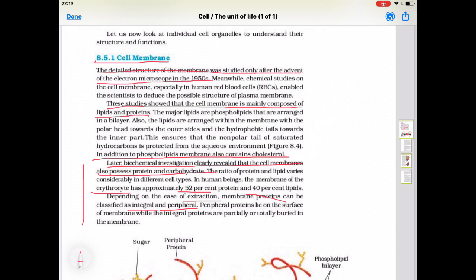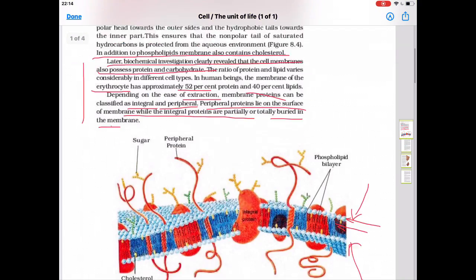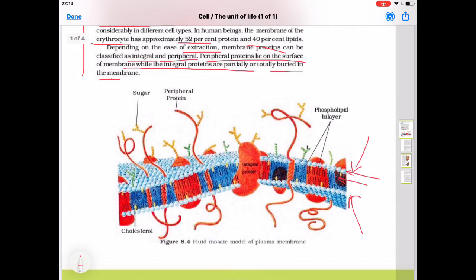Peripheral proteins lie on the surface of the membrane, they are present on the top, whereas the integral proteins are sometimes completely and sometimes partially embedded in the membrane, buried in the membrane. So, plasma membrane consists of phospholipid bilayer, that is phospholipids are present in two layers. Proteins are of two types, integral and peripheral. Cholesterol component also is present. Along with that, some carbohydrates are also present in the cell membrane.